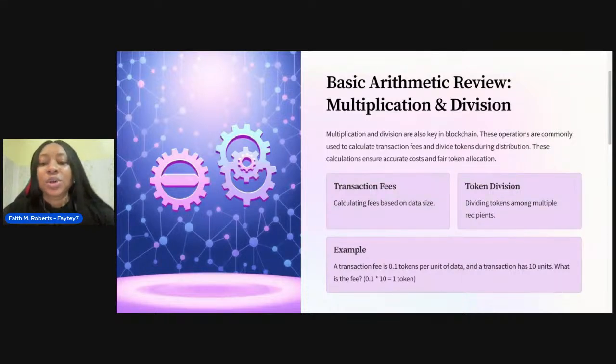If you have 1 unit, what will you get? What will be the fee if you have 1 unit of data? This is a classwork for us. I want to see your answers in the Telegram chat in the next 10 seconds.